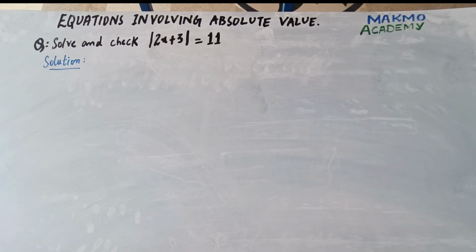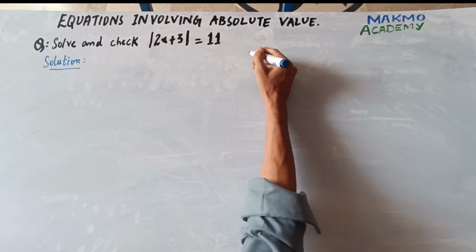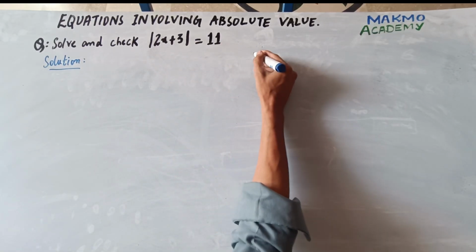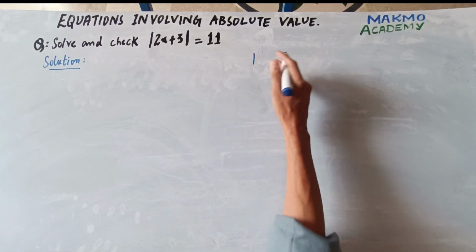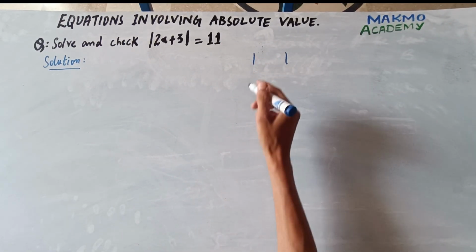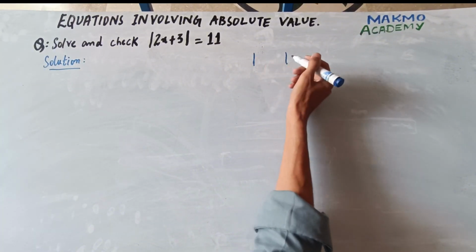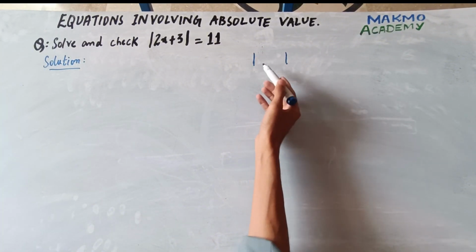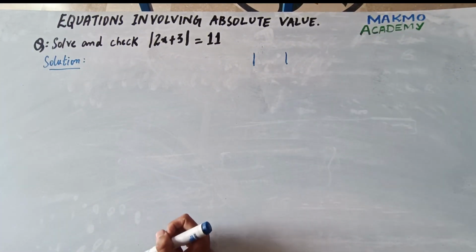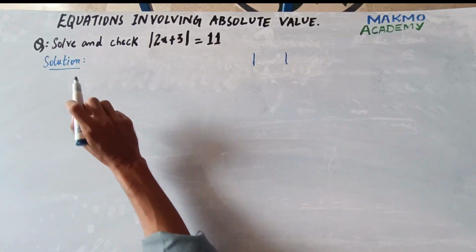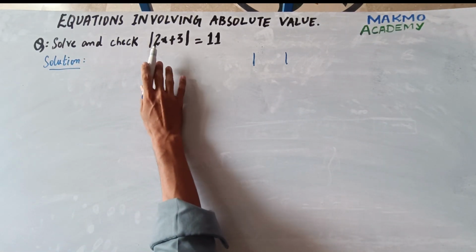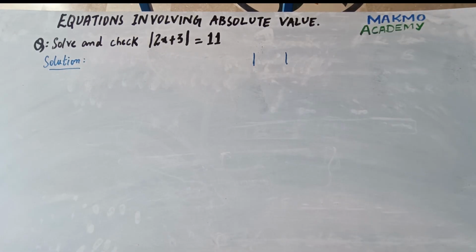So what is meant by absolute value? It's related to the middle school mathematics that you have already done. Actually, you can see in this equation, we have this modulus symbol, which tells us that whatever is written inside, for example, if you look at this particular question: solve and check |2x + 3| = 11.